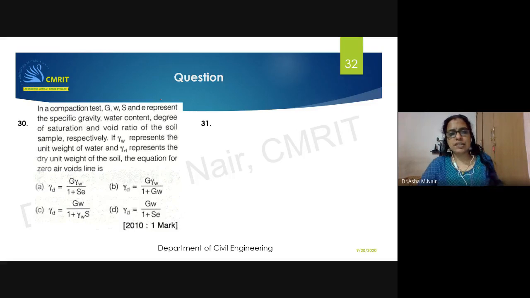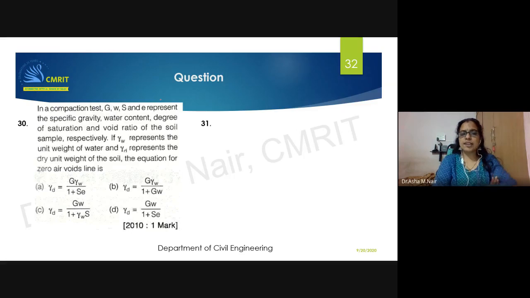Now this is a very simple question. In a compaction test, G, W, S and E represent the specific gravity, water content, degree of saturation and void ratio of the soil sample respectively. If gamma W represents the unit weight of water and gamma D represents the dry unit weight of the soil, what will be the expression for the zero air void line? So there are 2 expressions for zero air void line.